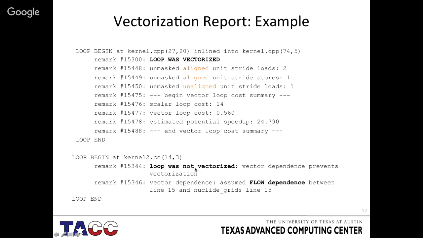And here's what happens when a loop is not vectorized. It just simply tells you it isn't. So these are good things to do.